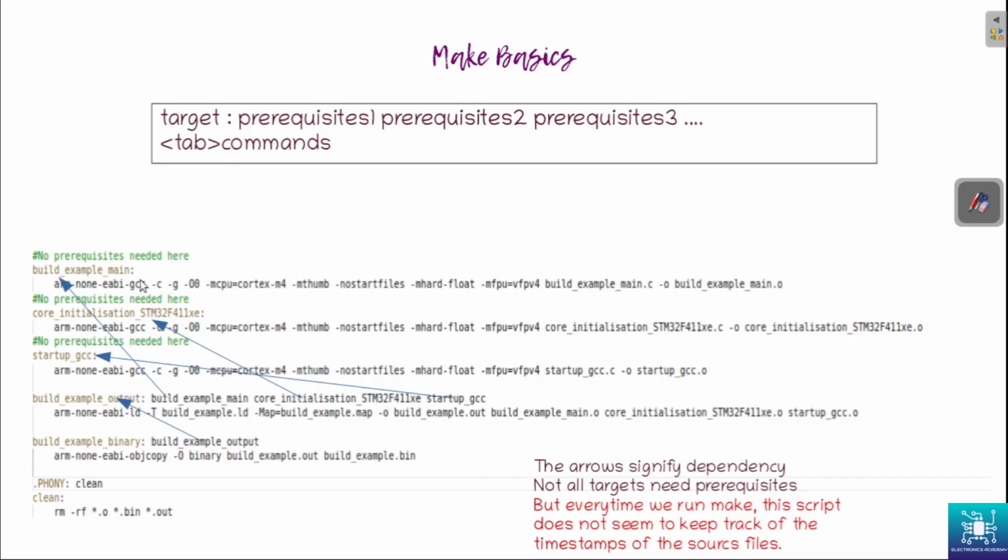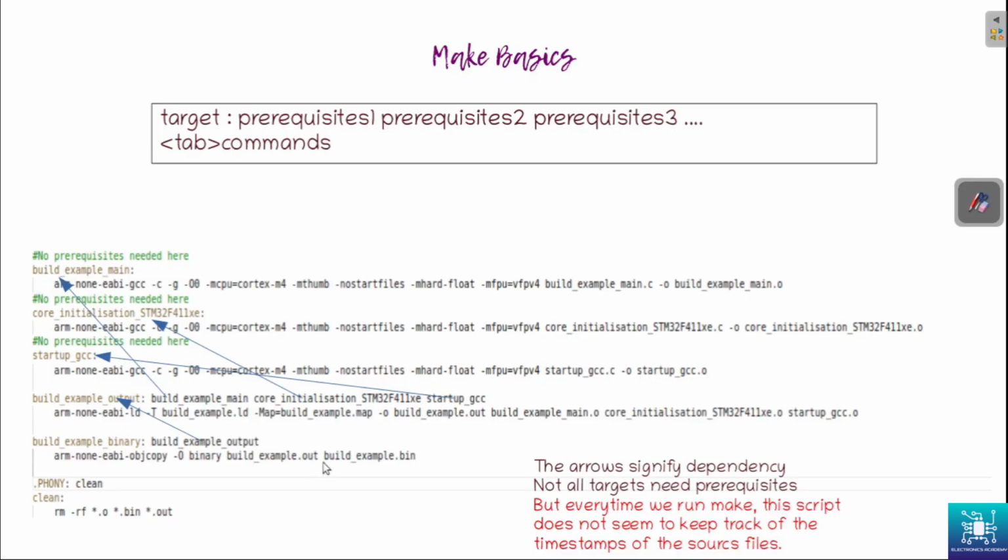Build example main.c is available. We have all these as .o files. So this is build example main.o. Suppose the target is build example main.o, but we give the target name as build example main. It will accept this as a target name, but then it does not have a file to check it against. So it's not going to know what needs to be done.